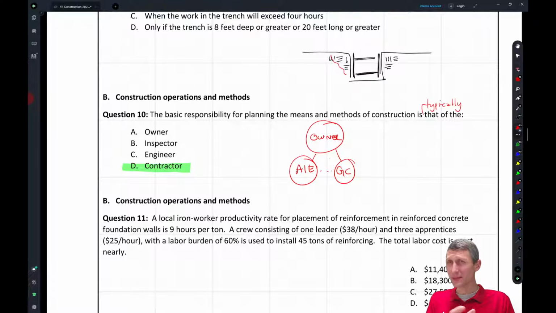Does that make sense? As the engineer, I don't want to take on the liability for what the contractor's doing, and I don't want the contractor to come back to me and say, well, this doesn't work, right? I want to specify what needs to happen. The contractor needs to specify how it's going to happen, how it's going to get built, if that makes sense. So are there cases? I'm sure there are, but in general, and I think this word typically might help.